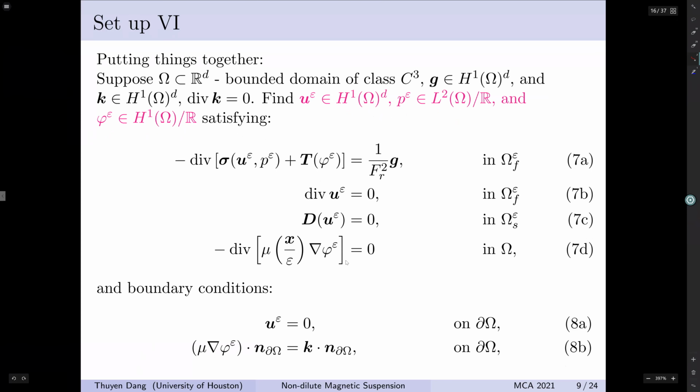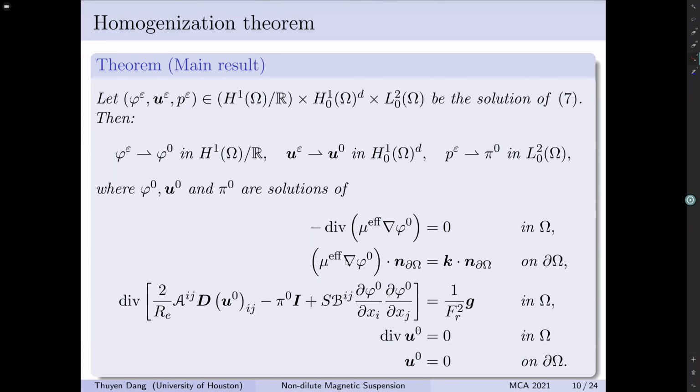Okay, so the homogenization question is: what happens when we let epsilon go to 0? This section is answered in our first theorem. So if you let epsilon go to 0, then we have the homogeneous solution phi naught belonging to this space, and the homogeneous velocity u naught belonging to this space, and we also have the homogeneous pressure pi naught belonging to this space, where phi naught, u naught, and pi naught is the solution of the system.